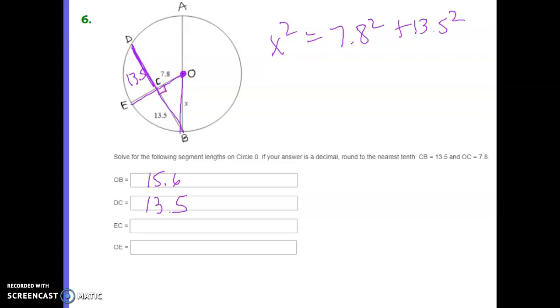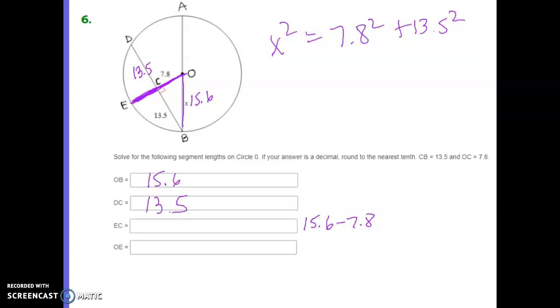EC, different color. Here, let me pause. All right, so we're asked to find this length here, EC. And if we could figure out, this is the radius right here, and we already know the radius is 15.6 because we've solved for it.